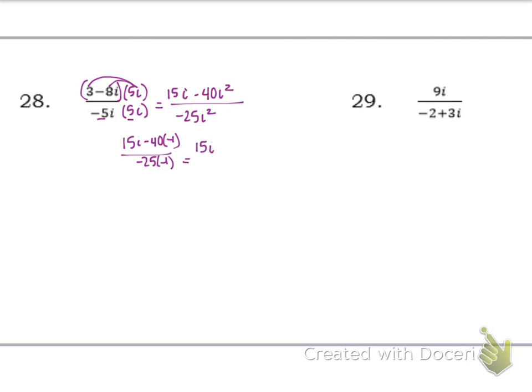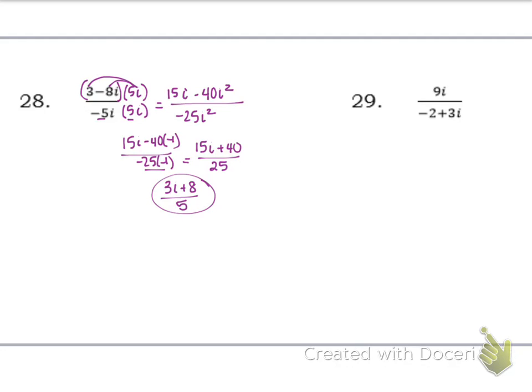And then I just simplify. So 15i, two negatives will make this a positive 40. And then this will be a positive 25. And then we simplify if we can. It looks like they're all divisible by 5. So if I divide everything by 5, I got 3i plus 8 over 5. So there's my simplified answer.